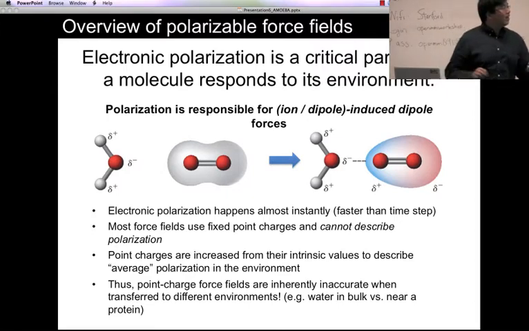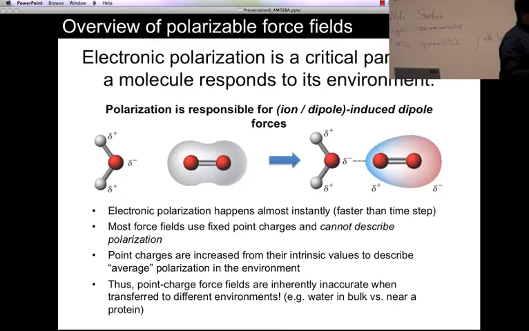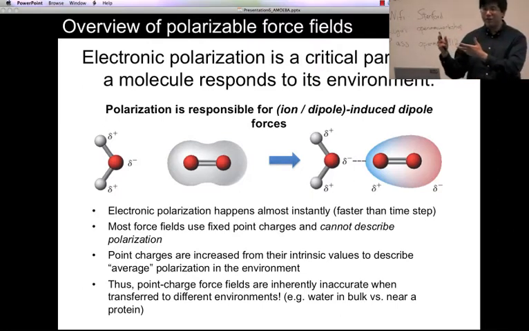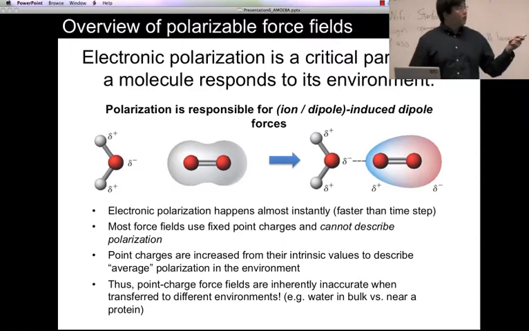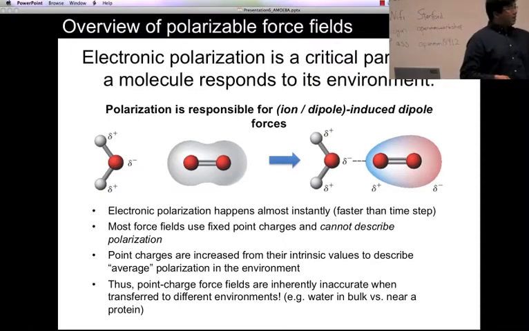However, this electron density responds very quickly to the electric field. It's almost instantaneous and a lot faster than the time step that we have in our molecular dynamics simulations. And furthermore, most of these simulations don't account for the electronic degrees of freedom. Otherwise, you'd be running a quantum calculation, right? So somewhere in the middle of conventional force fields, which cannot describe polarization, and the fully quantum calculation, you have polarizable force fields.